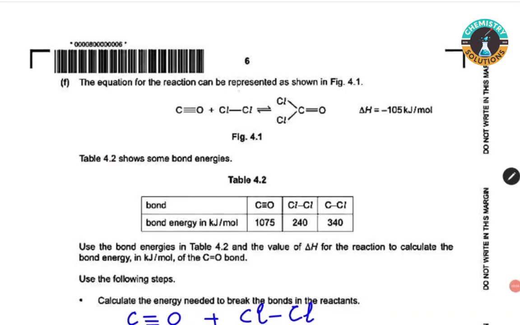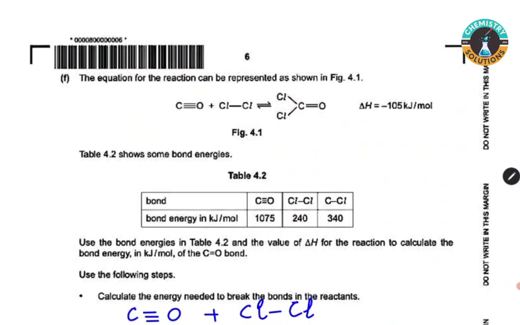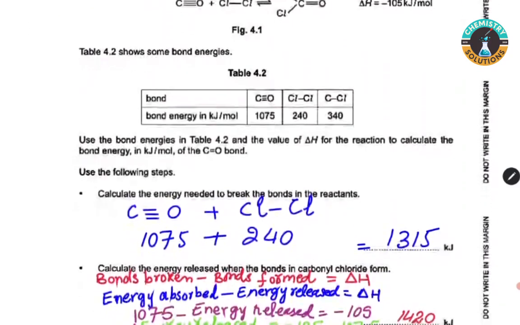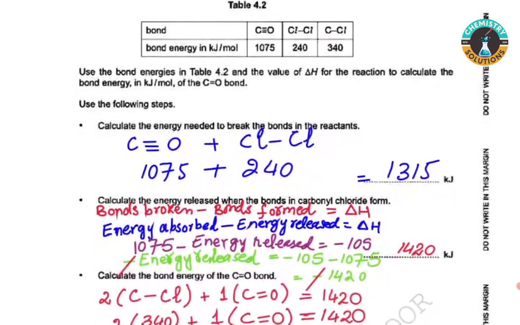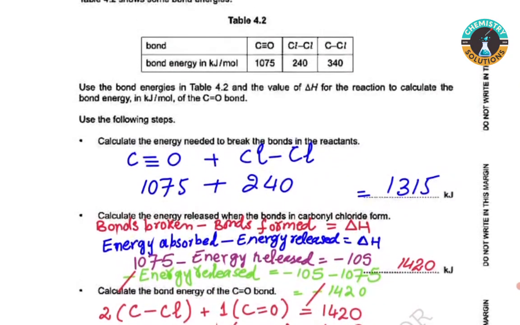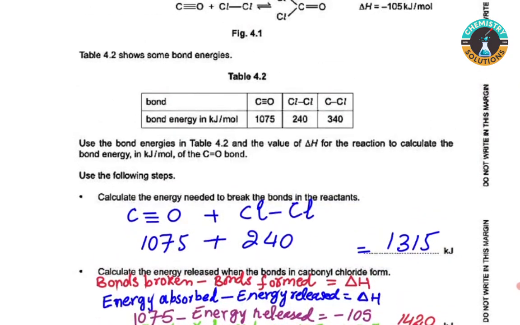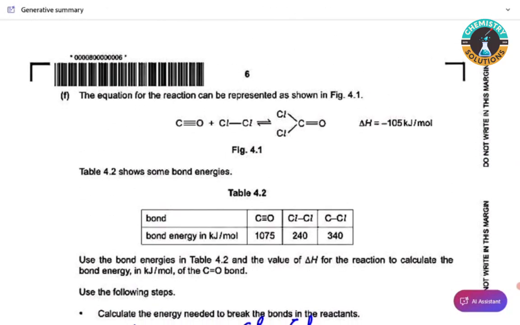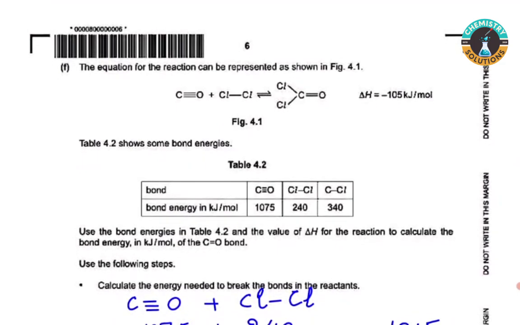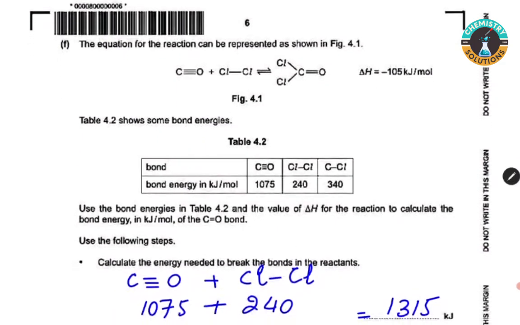The equation for the reaction can be represented as shown, with some bond energies. Use the bond energies in table 4.2 and the value of delta H for the reaction to calculate the bond energy, in kilojoules per mole, of the carbon double bond O. The value of delta H is given, that is minus 105.